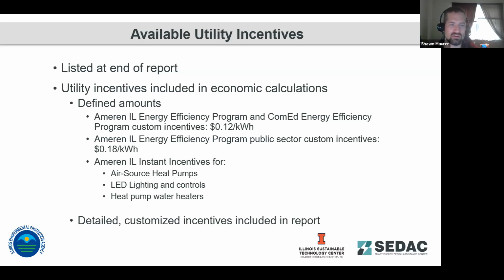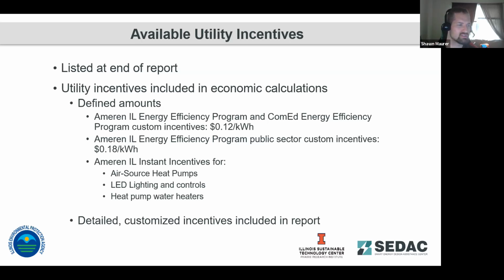And then Ameren also has instant incentives for air source heat pumps, LED lighting controls, heat pump water heaters. A lot of those recommendations that we have, they have an instant incentive program where you contact a local contractor. The contractor does all the paperwork for you, and then you get the incentive. That incentive is applied to the final price of the installation of that piece of equipment. ComEd also has a similar instant incentives program that links to their lighting and things as well.